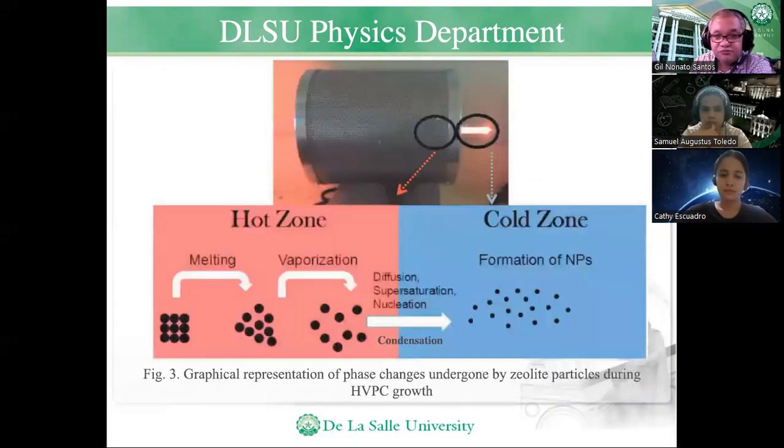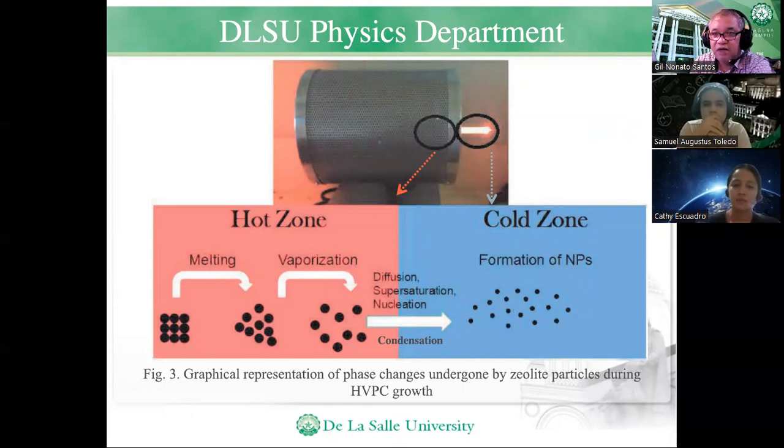So what we did is we used a horizontal tube furnace to melt our powder materials and then vaporize them through diffusion, supersaturation, and nucleation growth. It will condense in the cold zone and form our nanoparticles.